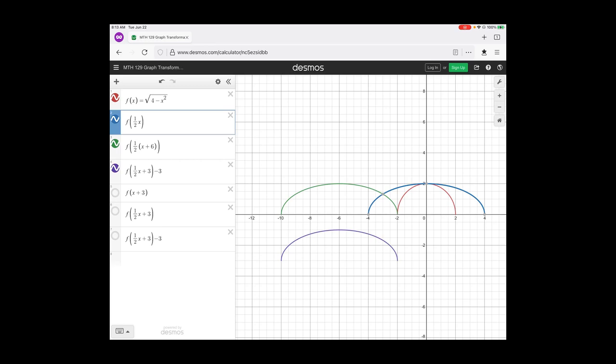So again, one more time. We start with the original graph in red. Stretch horizontally by a factor of 2, producing the blue graph. Now we shift horizontally by 6 units to the left, producing the green graph. And then the green graph is moved downward by 3 units, producing the purple graph.